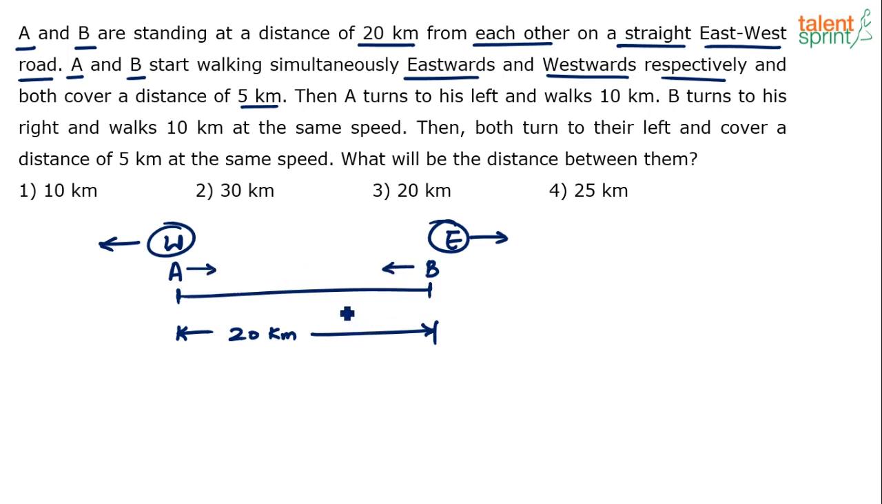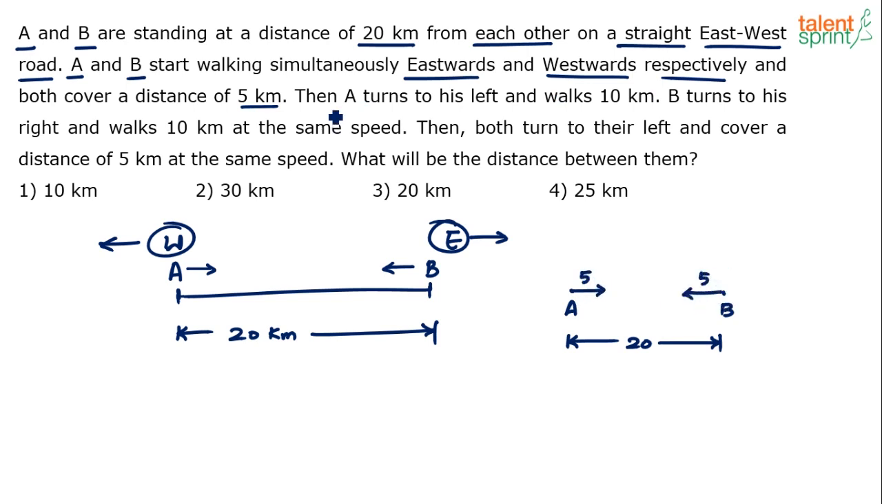Okay. So now we got to trace the path, right? So I'm just putting these 2 points. So we are now very sure that A is here. I mean, very sure as in that's one case, right? A is here and B is here. Total distance is 20 kilometers, right? Total distance between these two is 20 kilometers. Now look at this. A walks eastwards 5 kilometers and B walks westwards 5 kilometers. So A covers 5 kilometers eastwards and B covers 5 kilometers westwards.